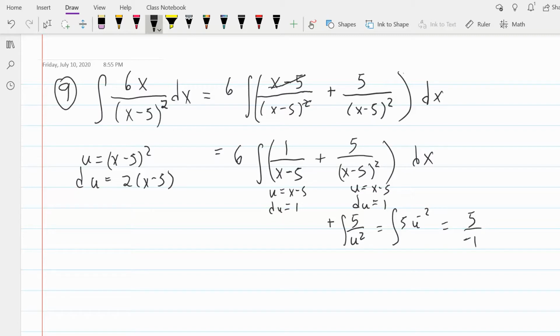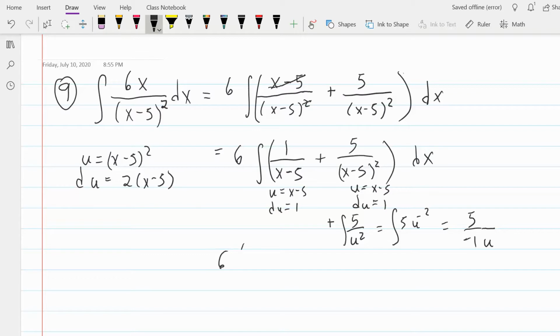And instead of leaving my u in the numerator, I'll put it in the denominator, right? Because I don't want to leave a negative power. So this term is just going to become minus 5 over u. That's what the answer to that integral is. And u is equal to x minus 5.